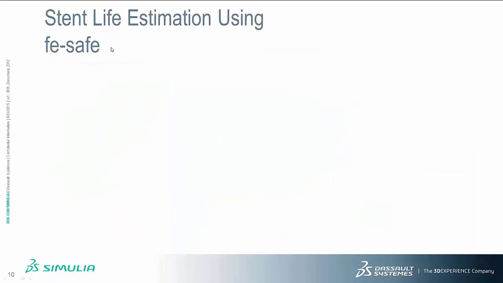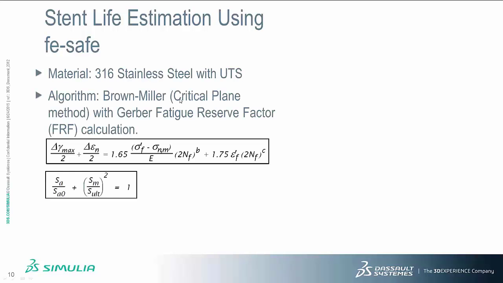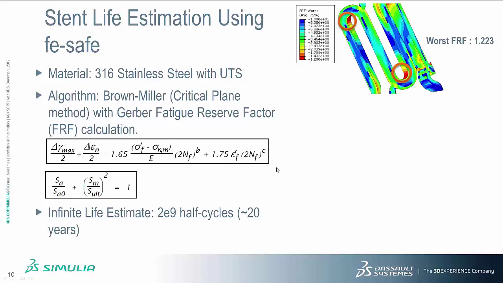The fatigue life is estimated using the FE-SAFE tool, for which the material was 316 stainless steel with ultimate tensile strength. The algorithm used for estimating the fatigue life was the Brown-Miller critical plane method, for which the Gerber fatigue reserve factor was computed using the equations shown here. And we estimated the infinite life estimate for 2E9 half-life cycles, which is approximately 20 years equivalent.